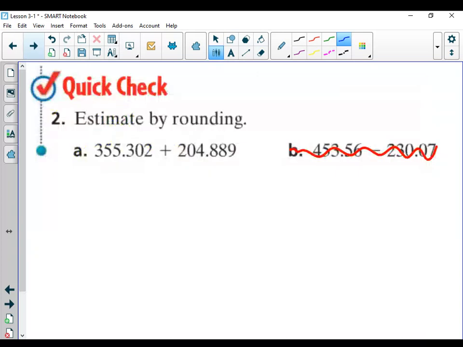Next box. Another example. Pause, underline the place value you would like, and then estimate. Go.